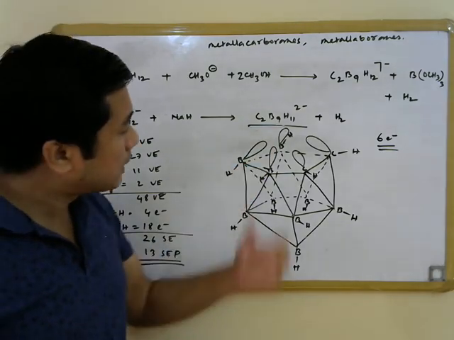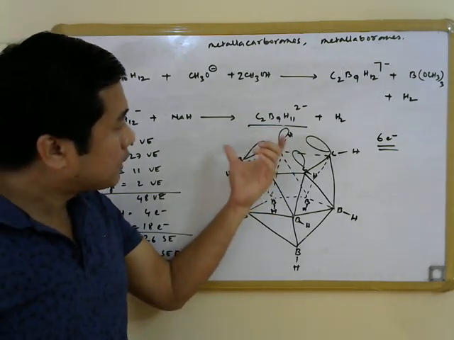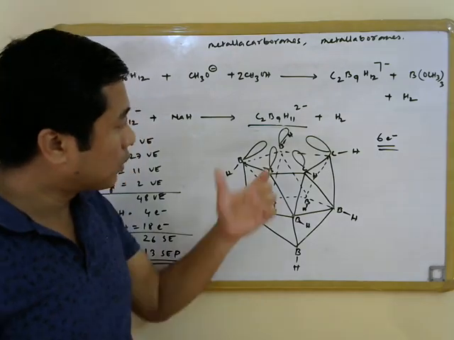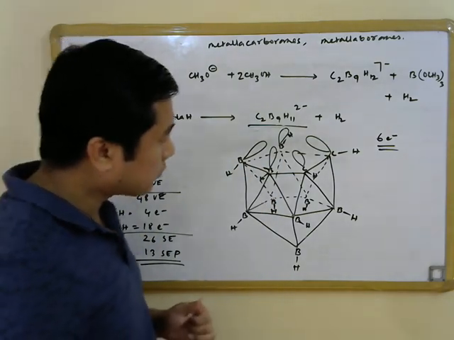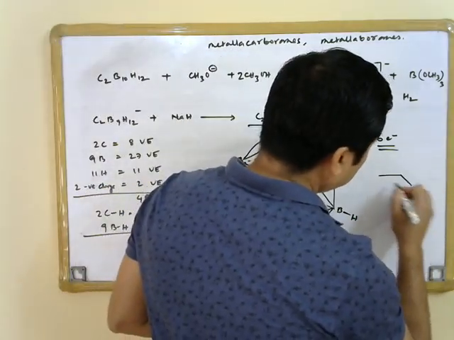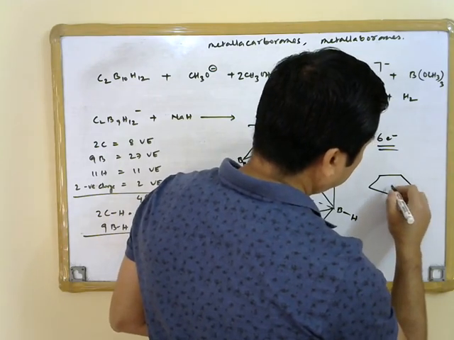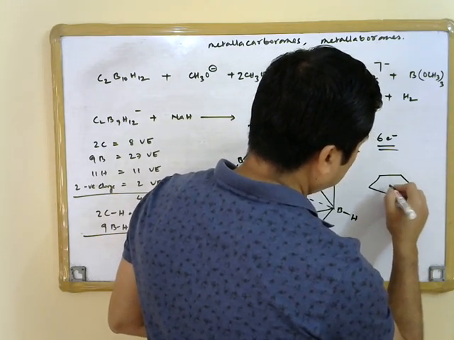Now, if you look at this, the shape of these lobes and the number of electrons occupying these lobes over here, and then compare it with the lobes that are present in the cyclopentadienyl anion.